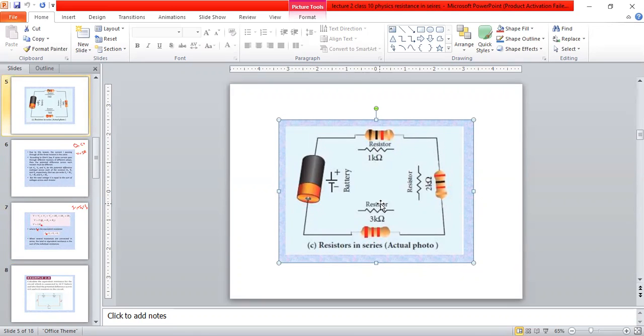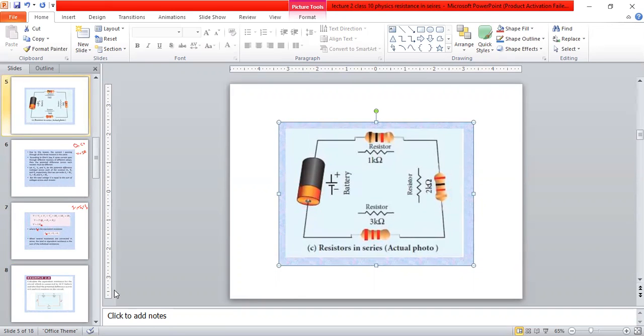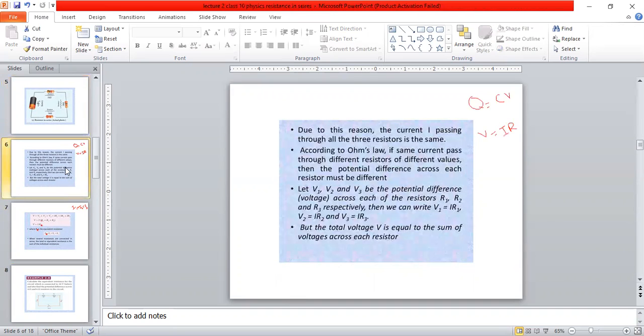Here you notice that three resistors of different amounts have been attached in the circuit in series form. This is the battery providing the electromotive force and the voltage drop. This is the actual photo. Due to this, when the potential difference is created across the terminals, current I is produced in the circuit, and the current I along the whole circuit through all these elements is the same.